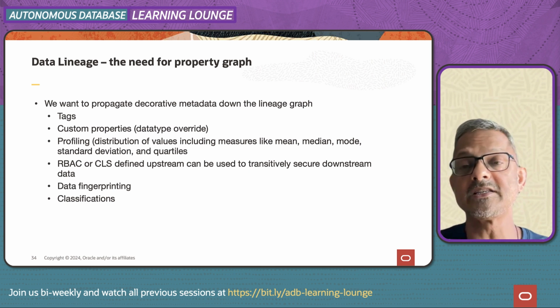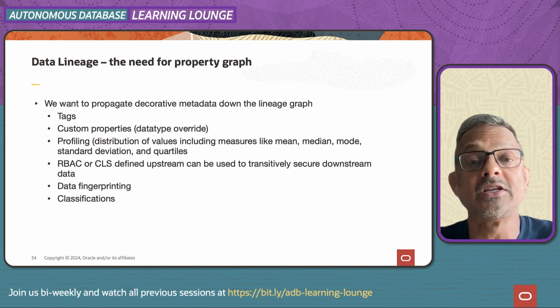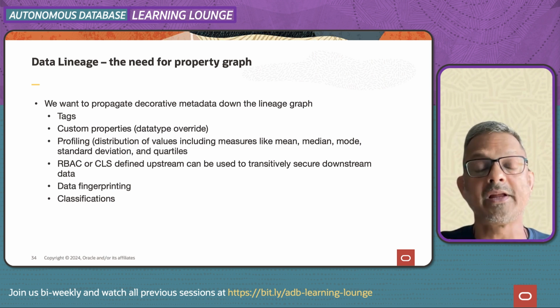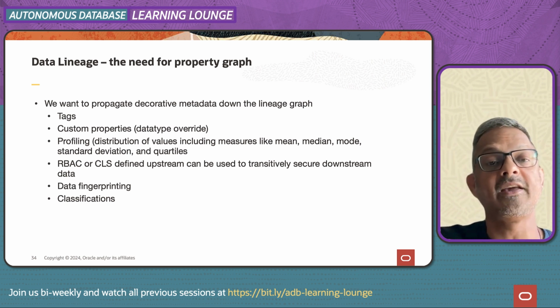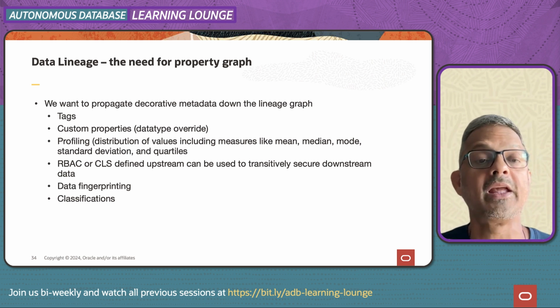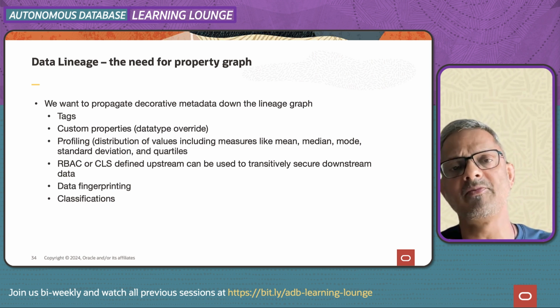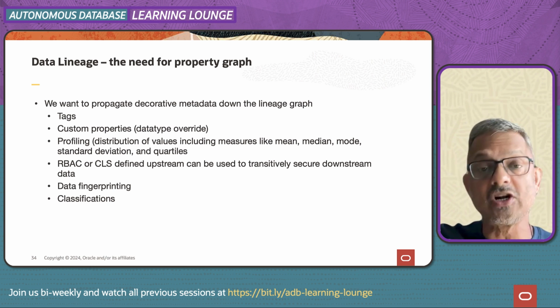We have user tags that are carried over, custom properties that are defined on attributes and tables that we carry over, profiling information of value distributions of a table, quartile definitions, standard deviations, means. Those are actually carried over, digital fingerprinting or data fingerprinting. RBACs defined on source, column level security defined upstream. For example, you secure a column upstream, the data flows downstream, and it is not secured.